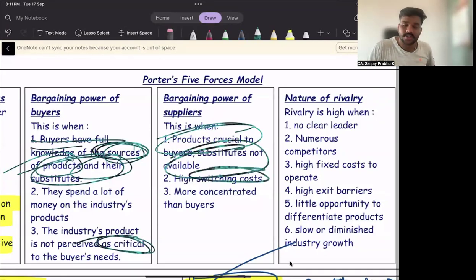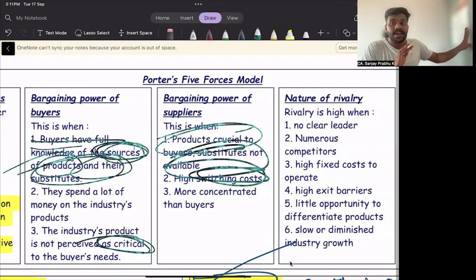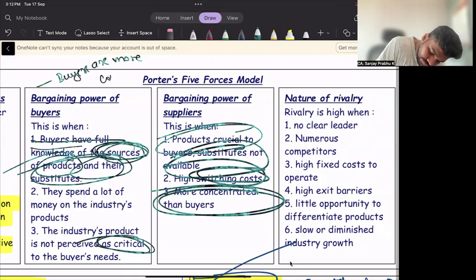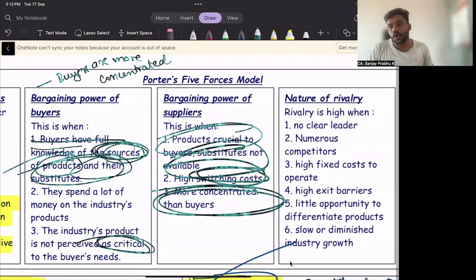High switching cost. If I am not purchasing from this supplier, if I switch to another supplier, the cost will be very high. And also, here suppliers are more concentrated than the buyers. Here, buyers are more concentrated. Here, suppliers are more concentrated.